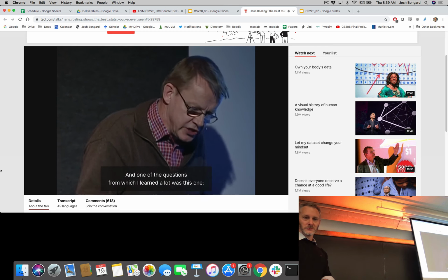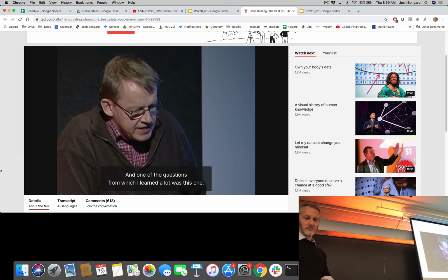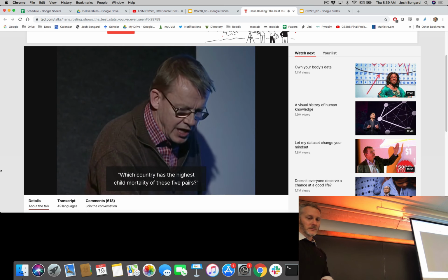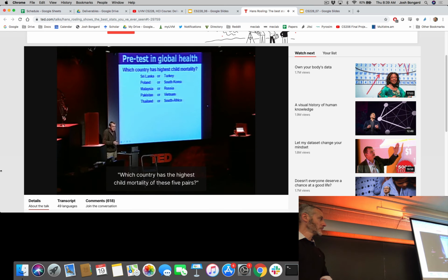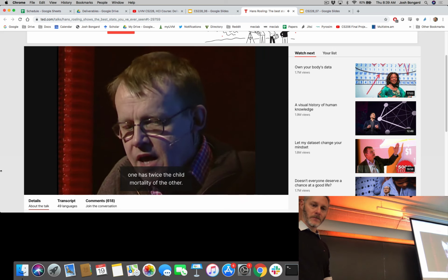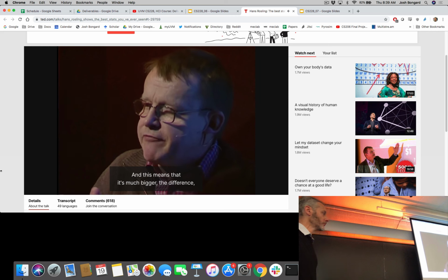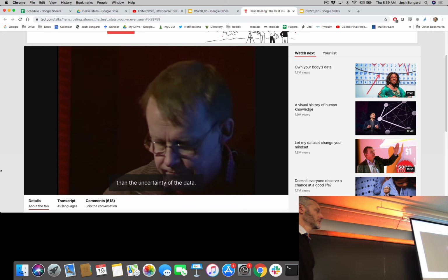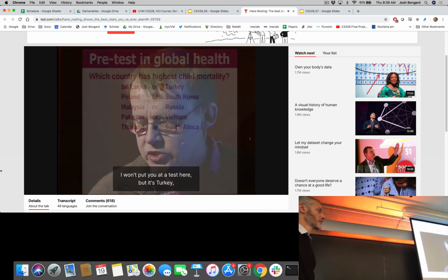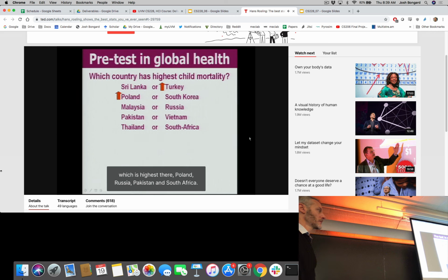And one of the questions from which I learned a lot was this one: which country has the highest child mortality of these 5 pairs? And I put them together so that in each pair of country, one has twice the child mortality of the other. And this means that it's much bigger the difference than the uncertainty of the data. I won't put you at a test here, but it's Turkey, which is highest there, Poland, Russia, Pakistan, and South Africa. And these were the results of the Swedish students.